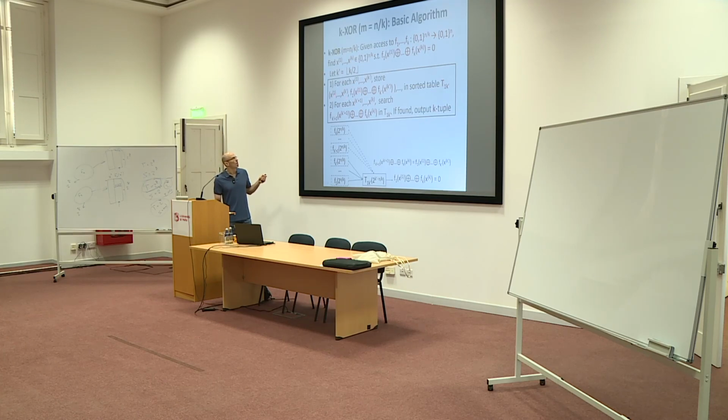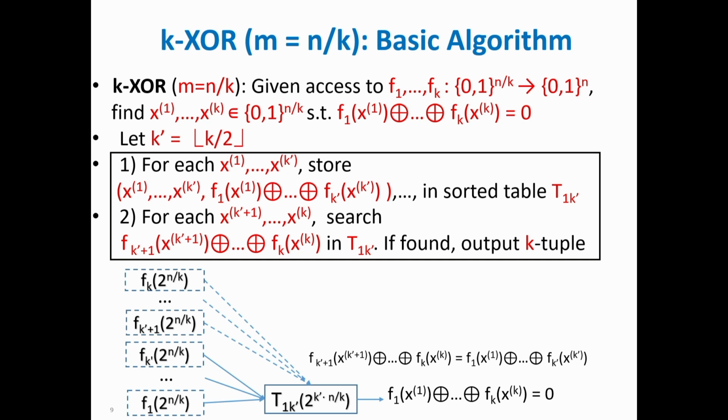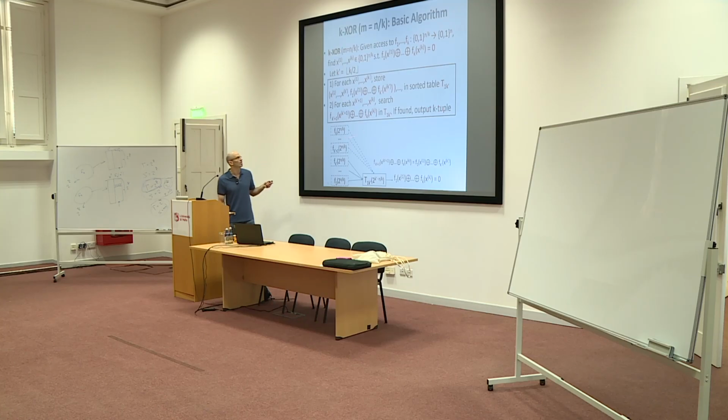For each k' tuple, we build a table like I showed you here, just for the k' tuple. For x1 up to x_k', we evaluate f1 of x1 XOR up to f_k' applied to x_k', and we store this in a sorted table. Then for the second group of functions, we look into this table. For each tuple of the remaining group, x_(k'+1) up to x_k, we calculate the XOR of f_(k'+1) up to f_k and look into this table. We're trying to find a match like this, and a match like this immediately gives you a k-XOR.